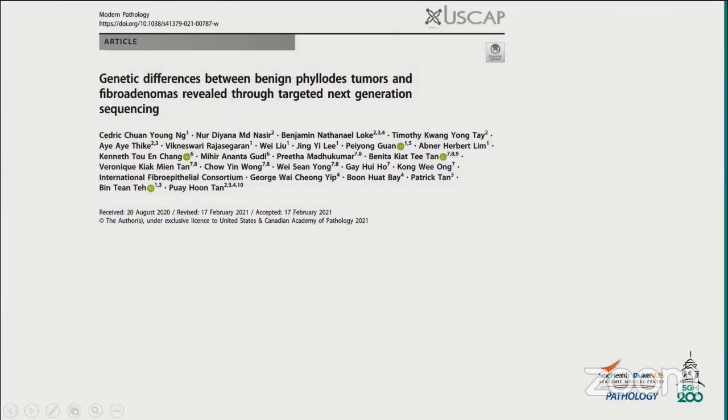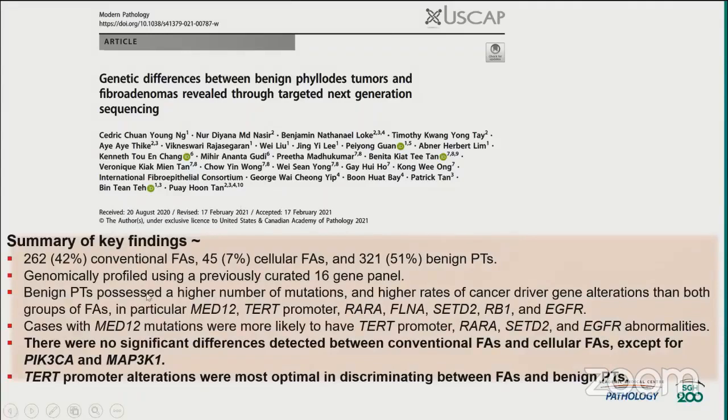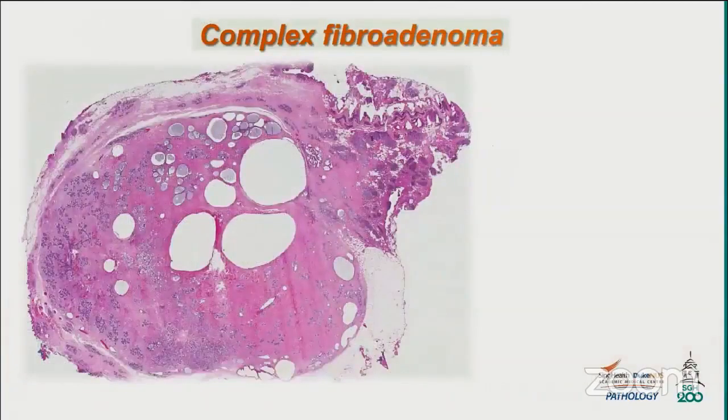A recent study published on the genetic differences between benign phyllodes tumors and fibroadenomas, using targeted next-generation sequencing, found that there were no significant differences detected between conventional fibroadenomas and cellular fibroadenomas, supporting their categorization together as fibroadenomas. TERT promoter alterations were most optimal in discriminating between fibroadenomas and benign phyllodes tumors.